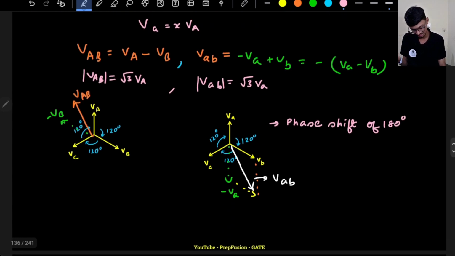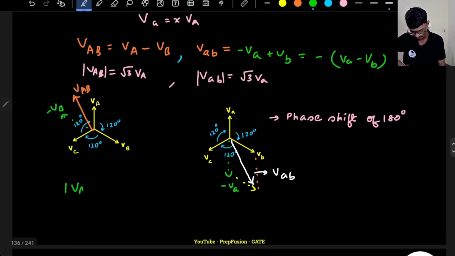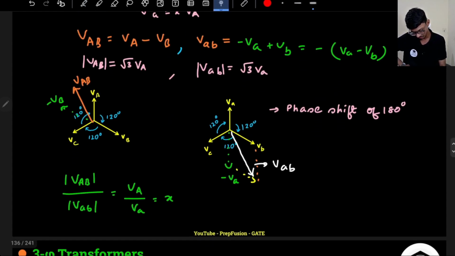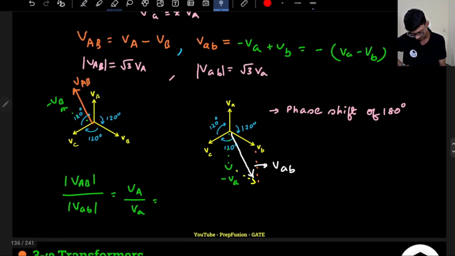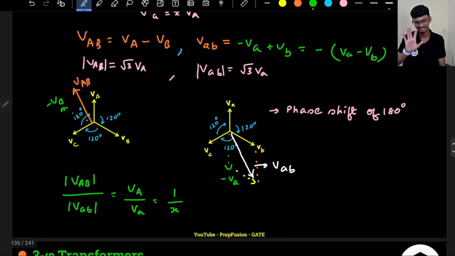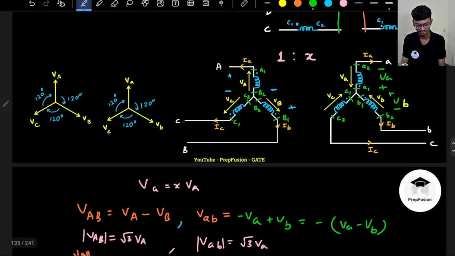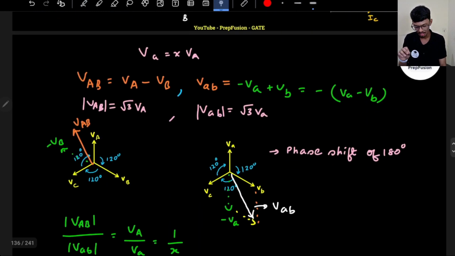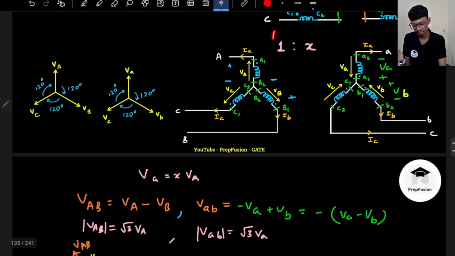So the ratio will be the same, that is magnitude of VAB divided by magnitude of small VAB will be the same, that is capital VA upon small VA. So it is x only, sorry, it is 1 by x. Whichever one is suitable to you, you can write, like x is whatever you define, the turns ratio. How you define this turns ratio does not matter. Sometimes it will be k is to 1, sometimes 1 is to x, your answer should not change. You will solve according to that. It does not matter.